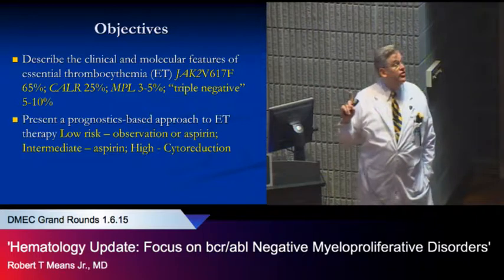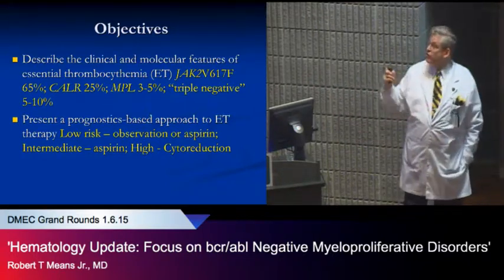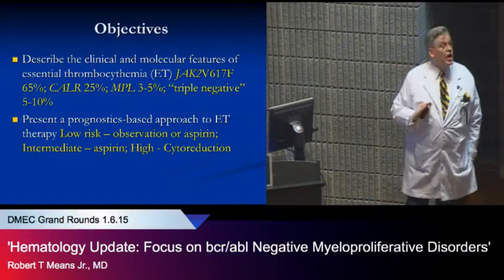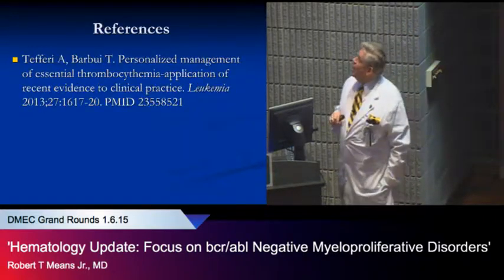What is the prognostic management? If you're low risk, you can observe them, or you can put them on low-dose aspirin. If you're intermediate risk, you put them on low-dose aspirin. And if you're high risk, you look at cytoreduction. Here's a reference.